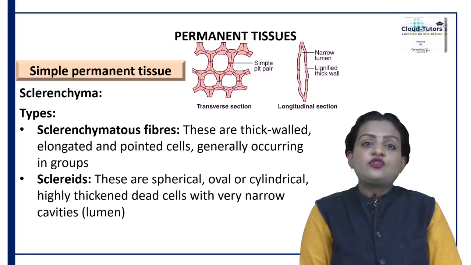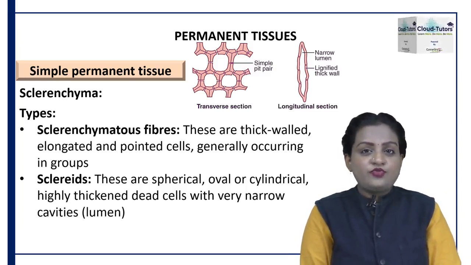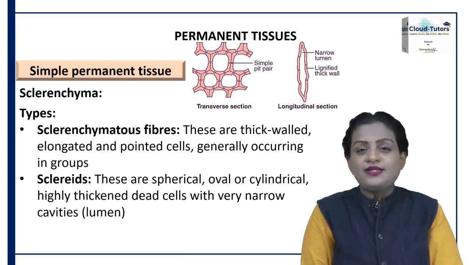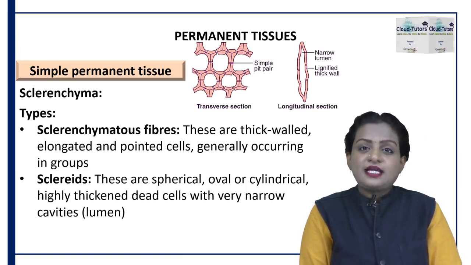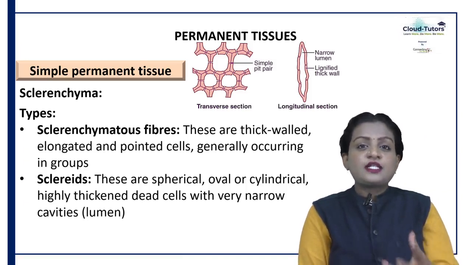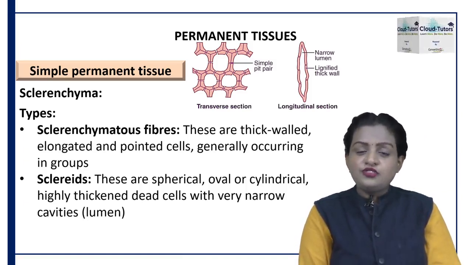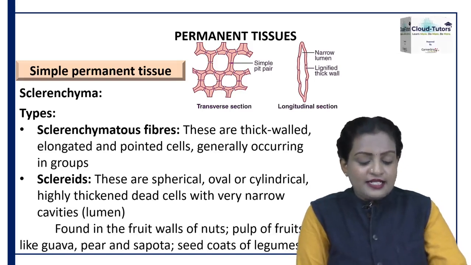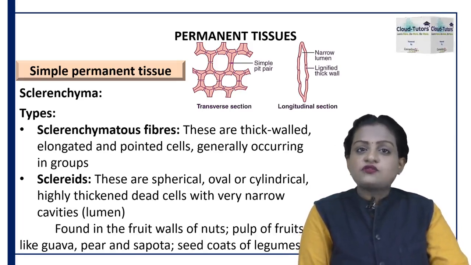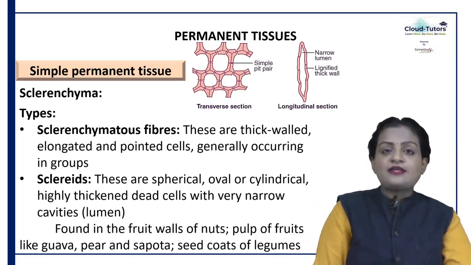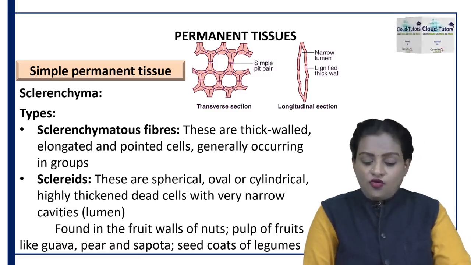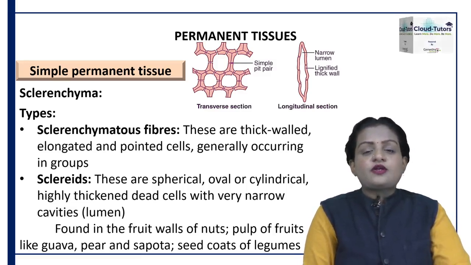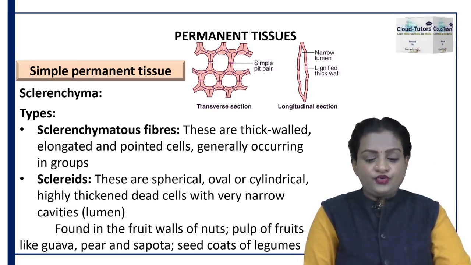Even though cell wall composition is same in both fibers and sclerites, sclerites will have comparably thicker cell wall made up of lignin. And these sclerites are the ones which give very crunchy texture to our fruit, very strong structure for a seed coat, etc. So sclerite cells are found in fruit walls of nuts, pulp of fruits like guava, pear, and seed coats of leguminous plants. So this is about our simple permanent tissues.